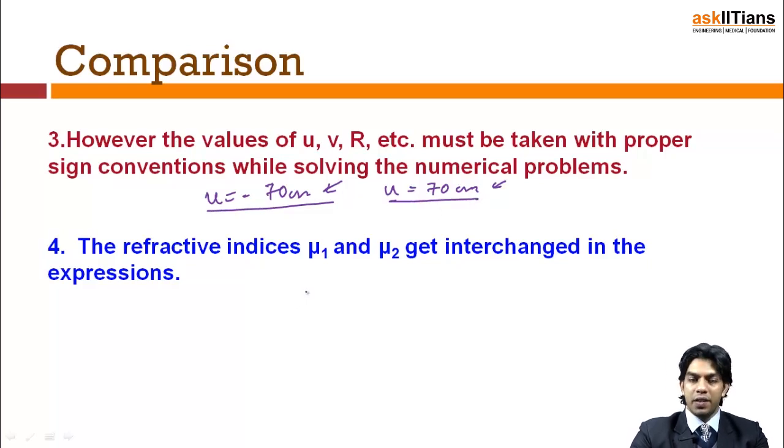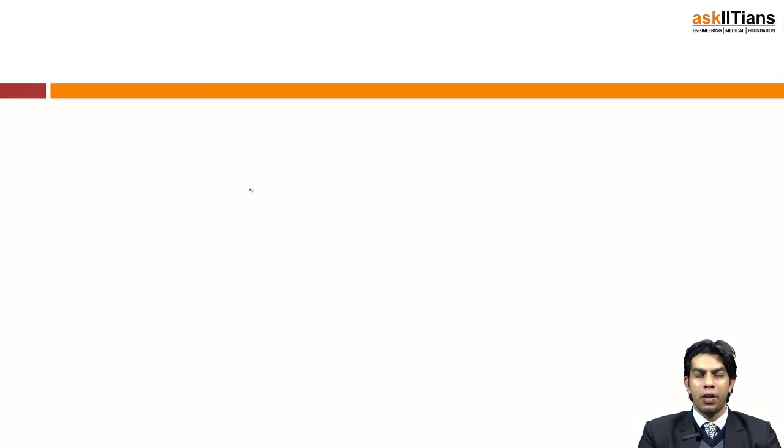In the refractive indices, mu1 and mu2 get interchanged in the expressions quite often. That's the part which we have discussed extensively, so please keep this in mind as well. I just pointed out the fact that they are exchanged, but you should keep in mind when they are actually exchanged and how they are actually exchanged. Let's try out a problem based on refraction from a spherical surface.